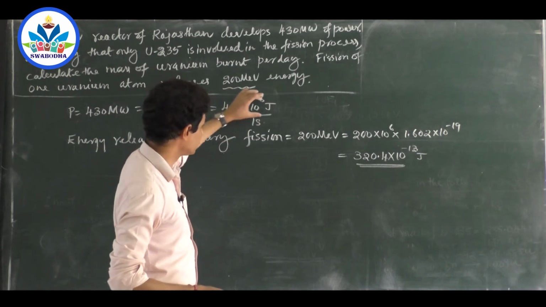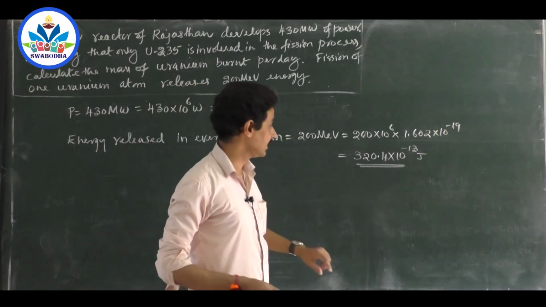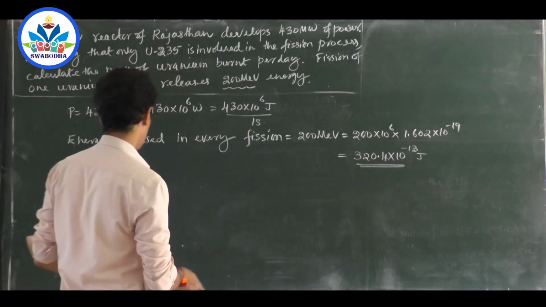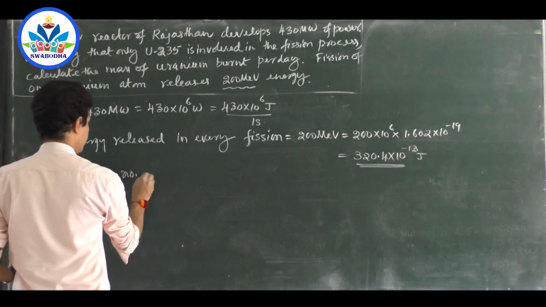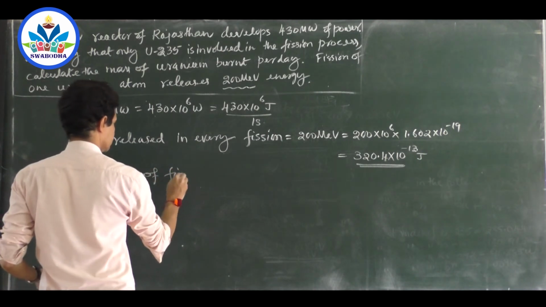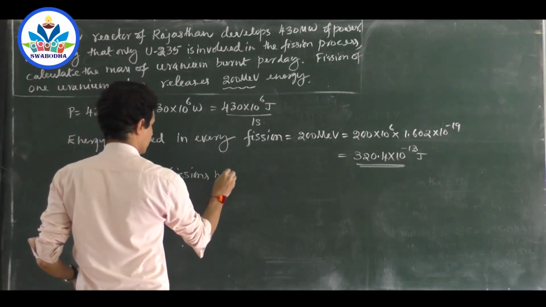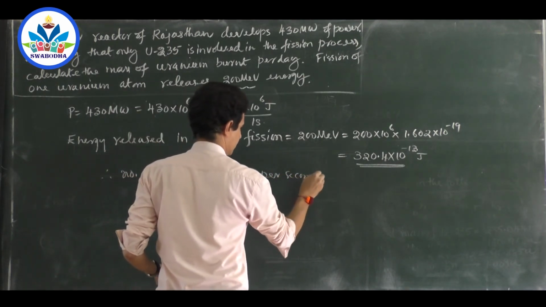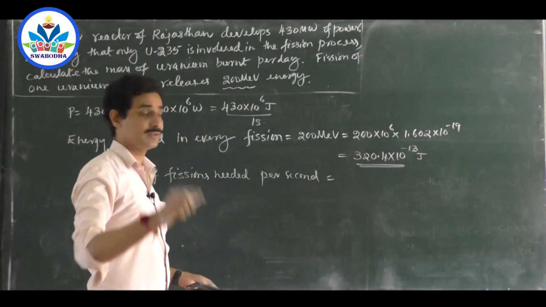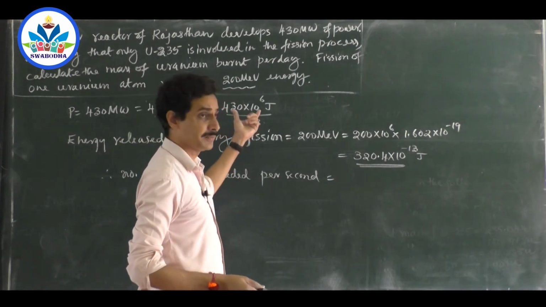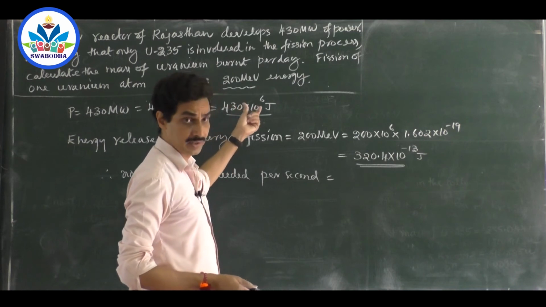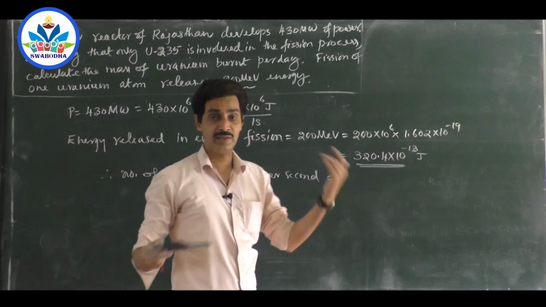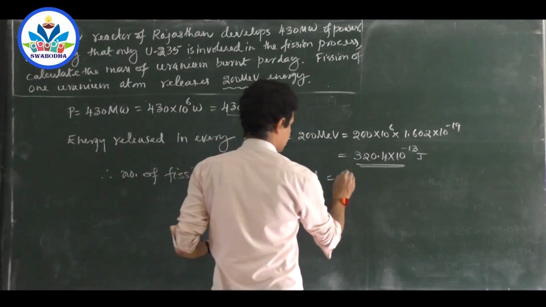So if you need this much of energy, how many fissions are needed? Because one fission gives only this much of energy. So how to calculate it? Therefore, number of fissions required, needed per second. In 1 second, how many fissions should occur so that you will get this much amount of energy? Because in every second this much amount of energy will be produced. That will not be produced by one fission. It has to be produced by many fissions. How to do that? Divide this.